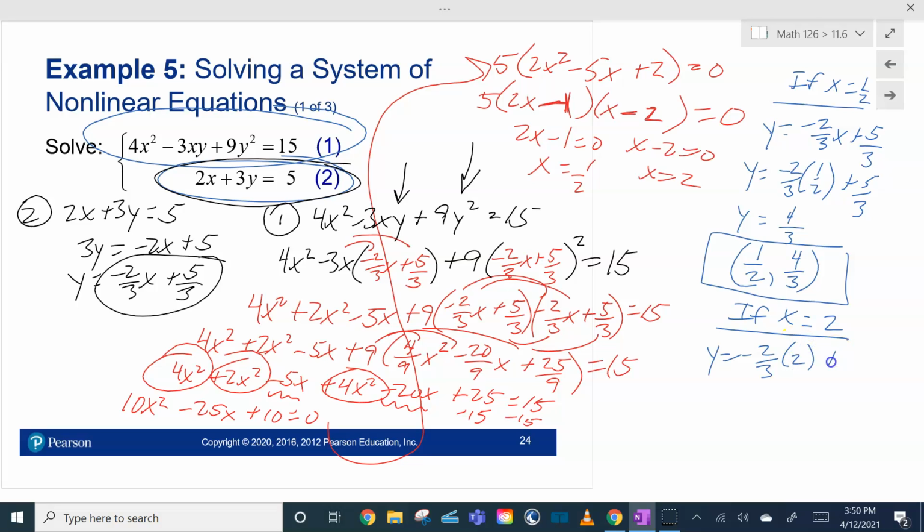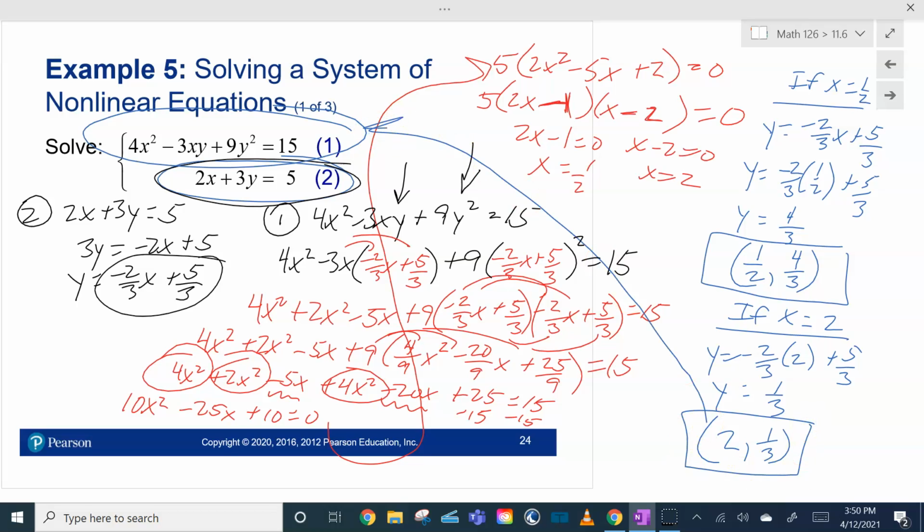put 2 in. So we got negative 4/3 plus 5/3, we got 1/3. So I got 2 comma 1/3. Again, make sure it satisfies that as well, and it does. So we've got the two solutions there. Okay, that's how you're going to solve systems of nonlinear equations.